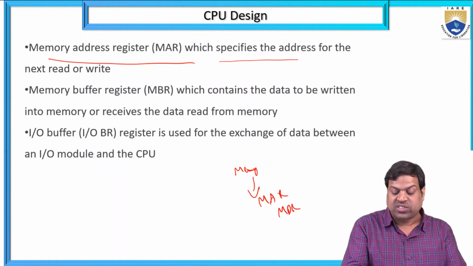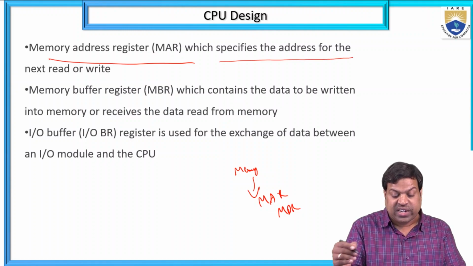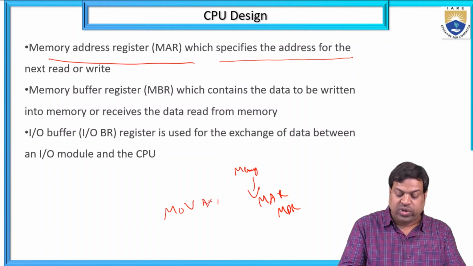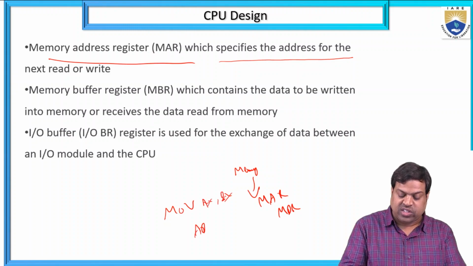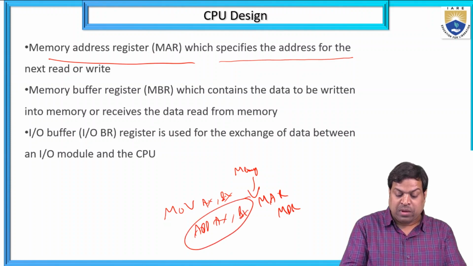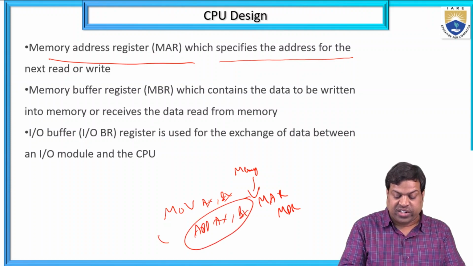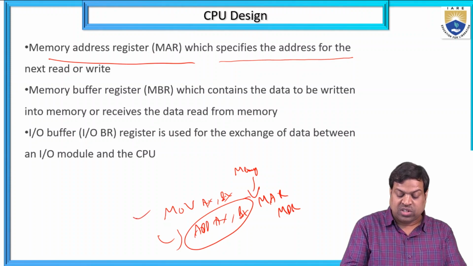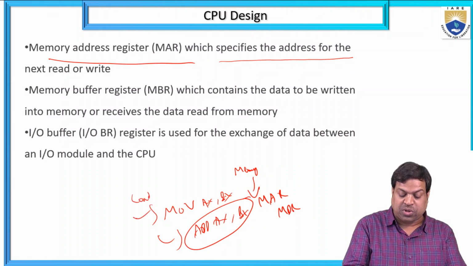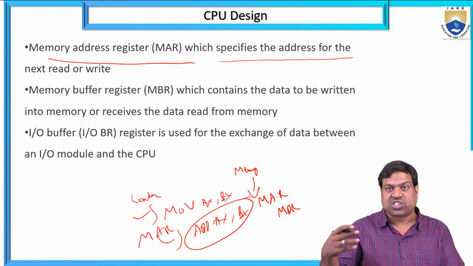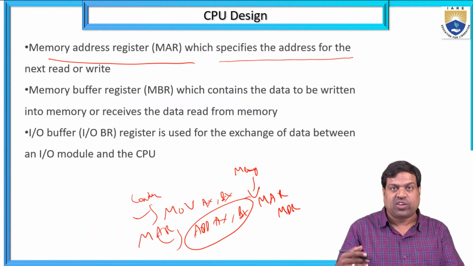The memory address register specifies the address of the next read or write. Move AX, BX; add AX, BX. So this is the address of the next read or write. Next read or write means, suppose the cursor is there, the loading operation is performed here. So MAR means next instruction address. That is a read or write operation.